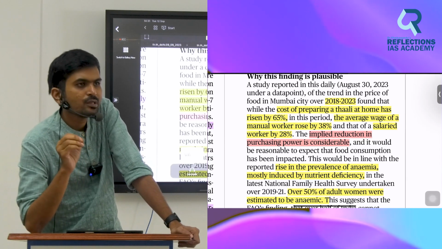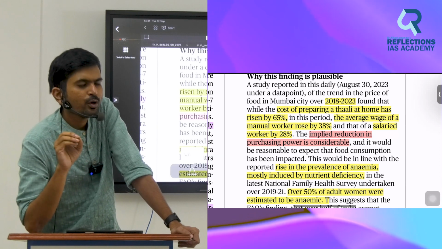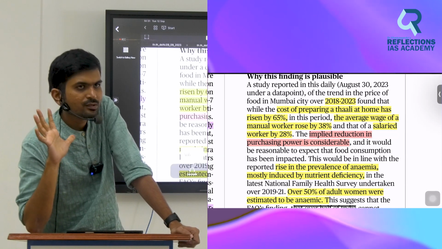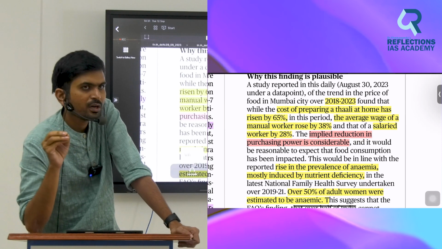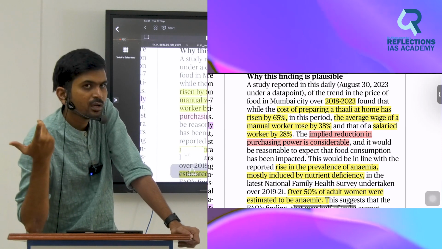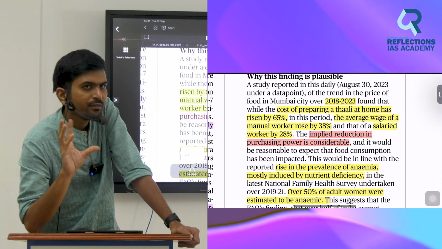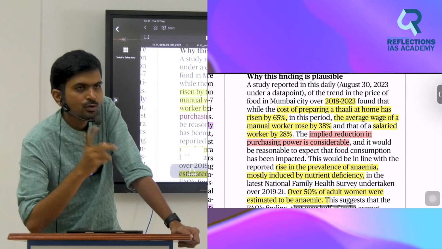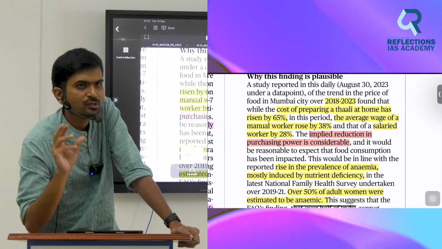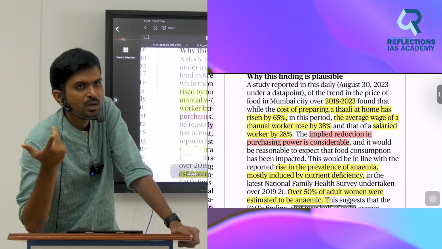The recent example is tomato. Tomato prices became gold prices. Yes or no? One kg went to around 300, 400 also. Why? Everybody wants to eat tomatoes, but the market has only limited tomatoes. So demand is high, supply is low. So automatically prices became costly.